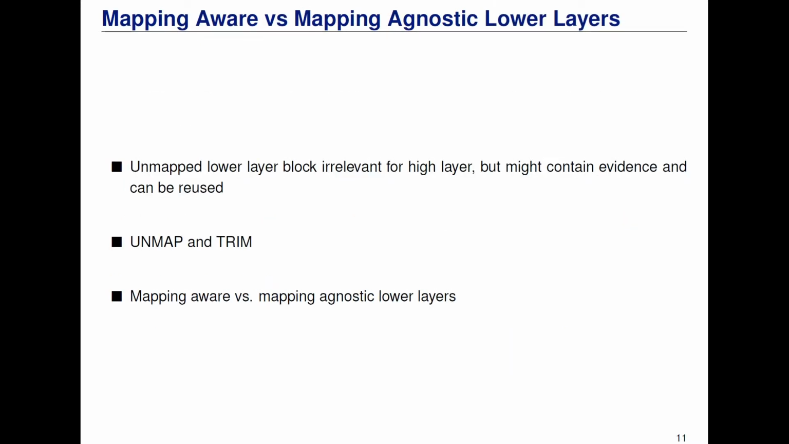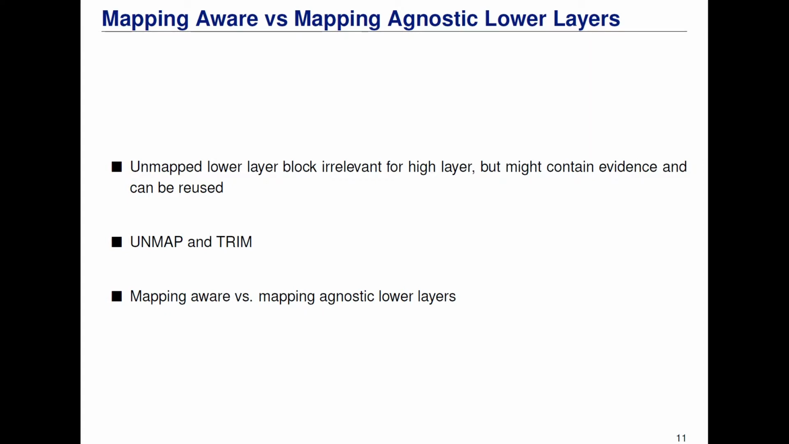Then we have mapping-aware and mapping-agnostic lower layers. What does it mean? The normal layer is mapping agnostic, meaning the lower layer doesn't know if a block or page is currently in use. Then we have mapping-aware layers, where the lower layer knows if the block is currently in use or not. An example might be unmap or trim. You probably have heard of it.